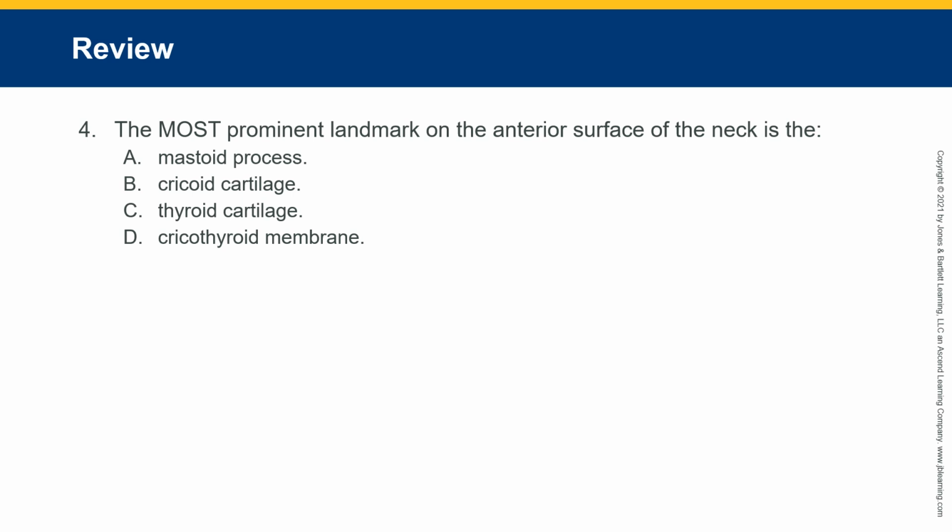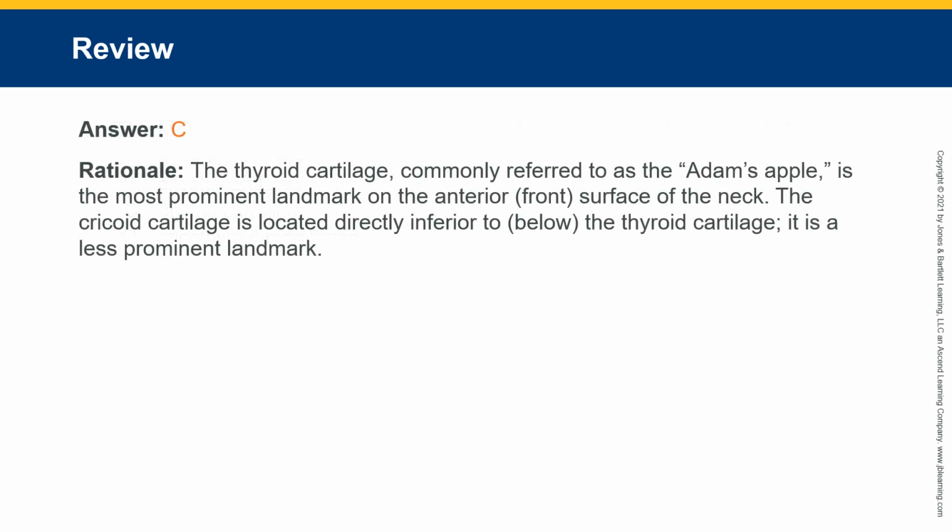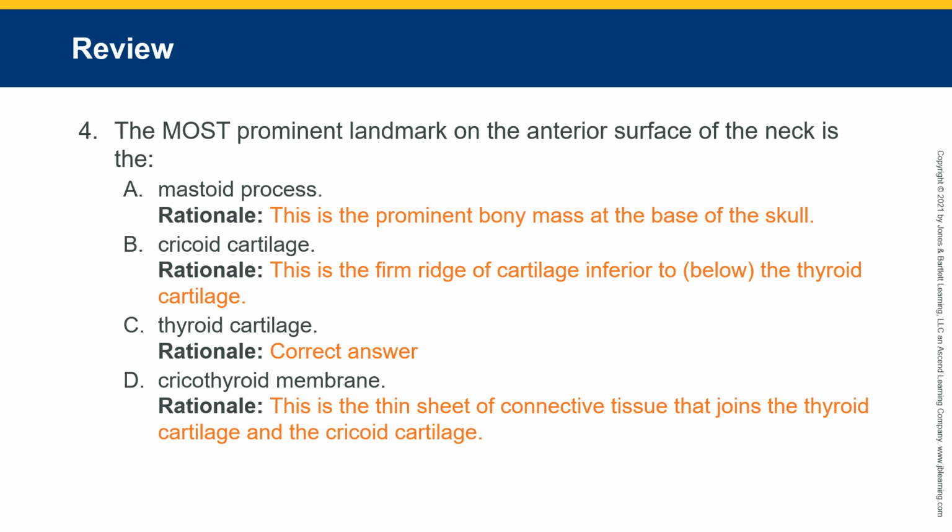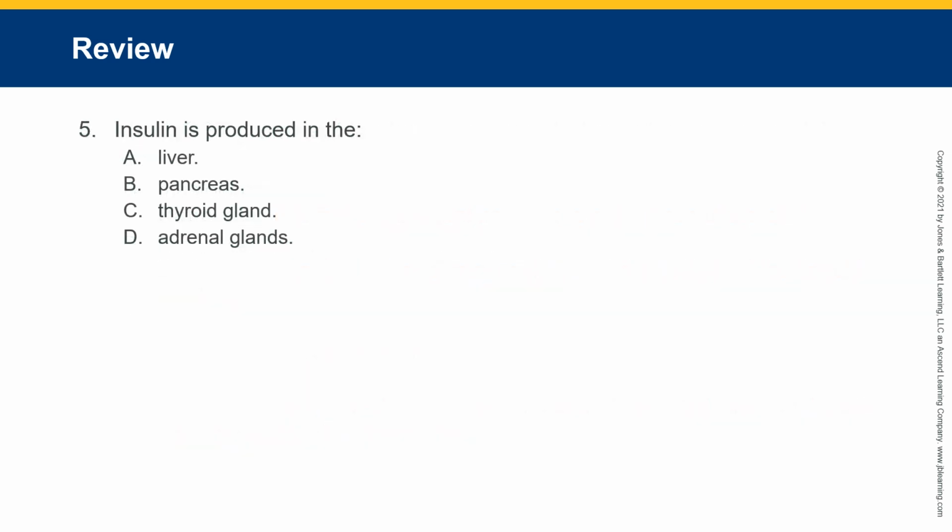The most prominent landmark on the anterior surface of the neck is the mastoid process, cricoid cartilage, thyroid cartilage, or cricoid membrane. What's referred to as Adam's apple? Insulin is produced in the liver, pancreas, thyroid gland, or adrenal gland.